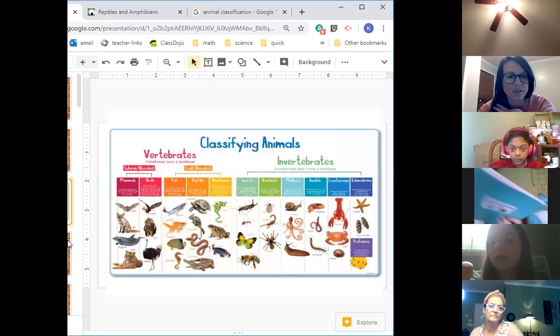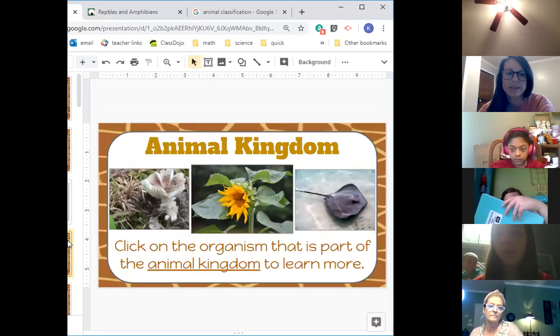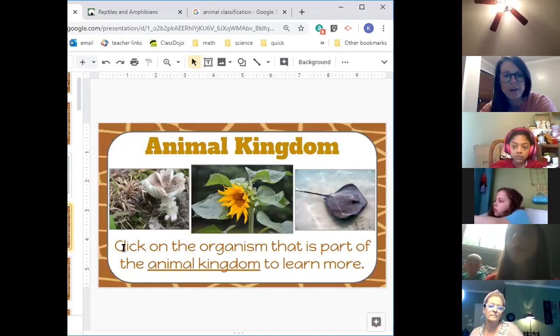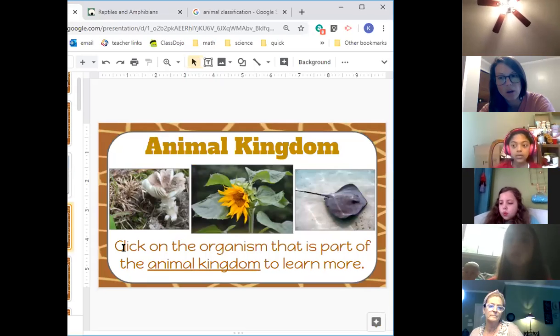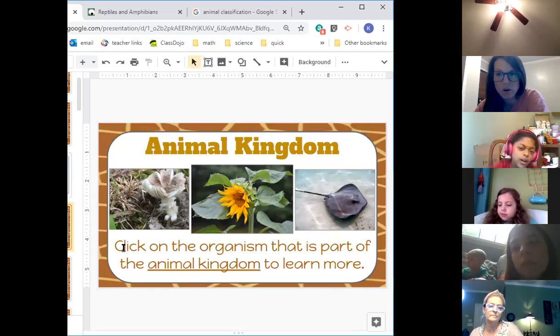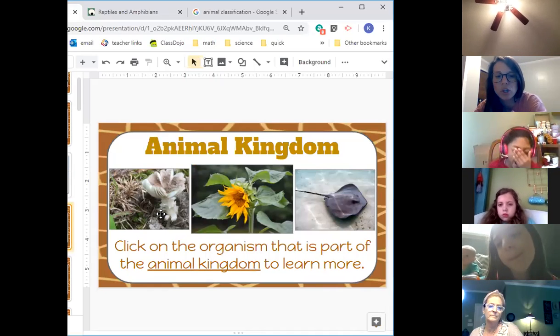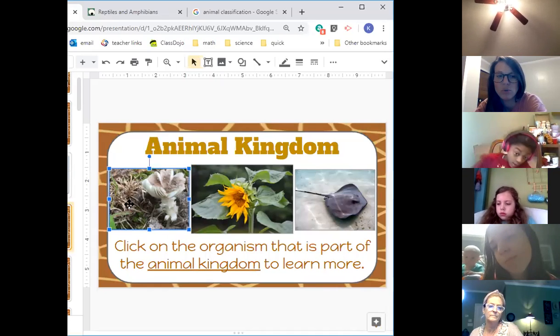All right, so here we go into the animal kingdom. For those of you who have not gotten started on your slideshow, you need to finish it today and tomorrow. We started it on Tuesday. You need to finish it today and tomorrow, and I'll put a link up to submit it. On here it'll say click on the organism to learn more, and it'll send you to a video if you click on it.